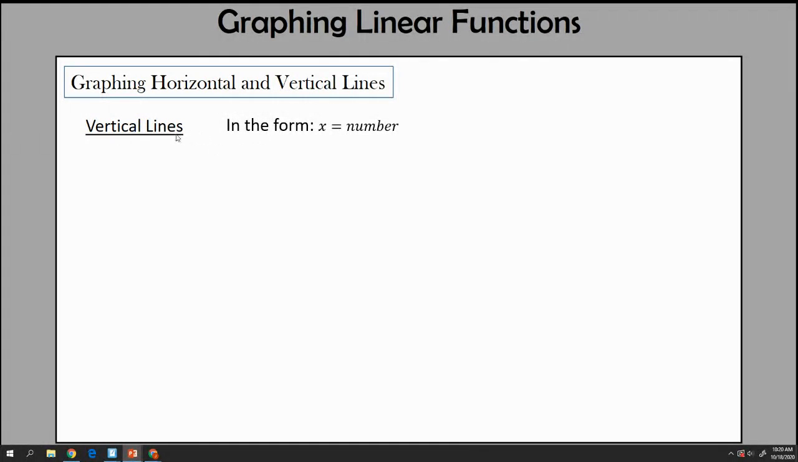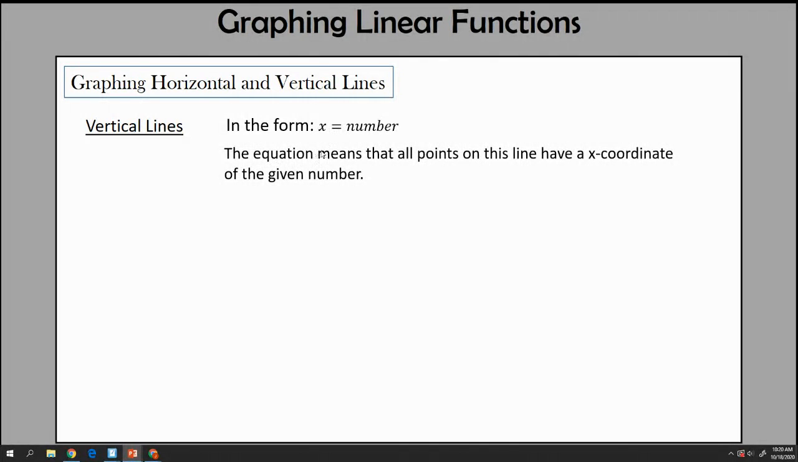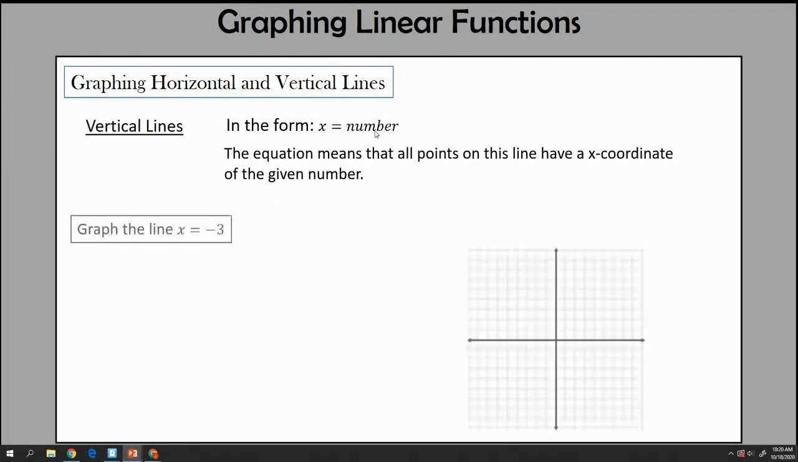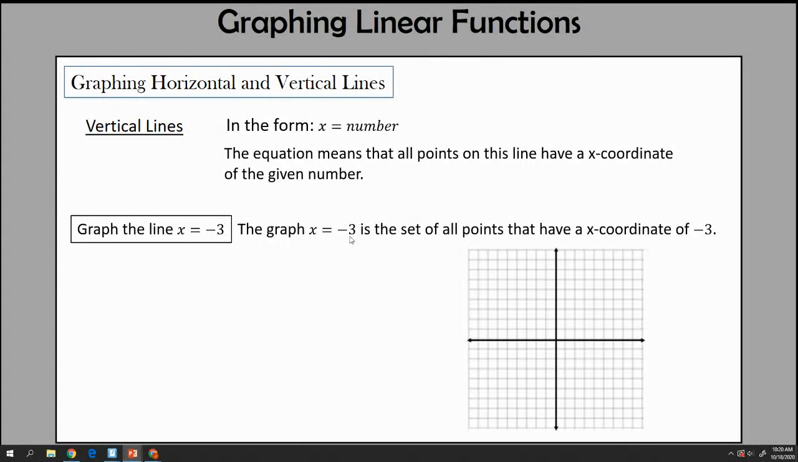Well, vertical lines are in the form x equals a number. X equals 2, x equals 8, x equals -3, x equals -8, whatever. Okay. The equation means that all the points on the line have an x coordinate of this given number. So if I was to graph the line x equals -3, okay, that means this graph of x equals -3 is going to be a set of all the points that have an x coordinate of -3.